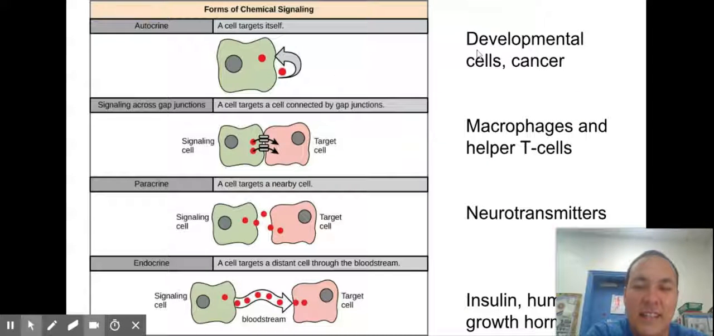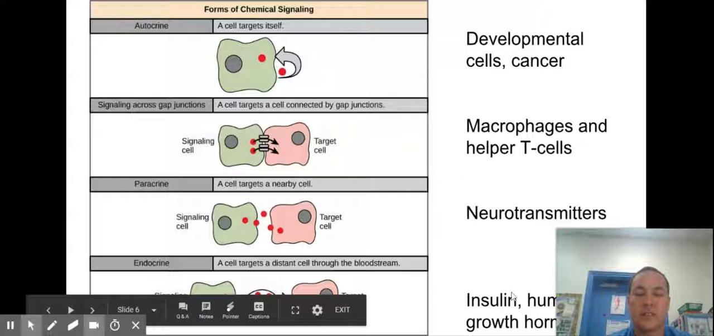Okay, here's just some examples, right? If you memorize something, it's not going to be as useful as if you see it in context and see it with an example. So here, autocrine, we talked about the Vibrio fischeri bacteria, maybe developmental cells as you're growing from a fertilized egg into a blastula, gastrula, etc. Cancer cells can autoinduce themselves. Here we talked a little bit about helper T cells that are touching each other and doing this, maybe through a gap junction. Paracrine, nearby, a good example of that would be the neurotransmitters.